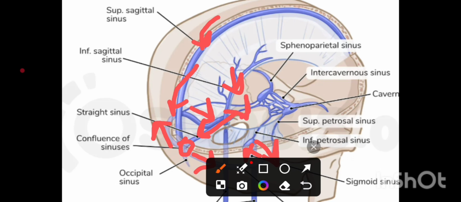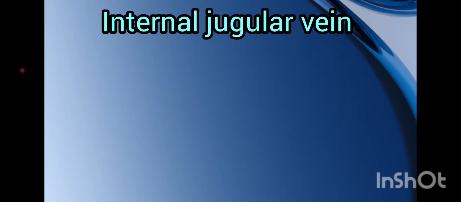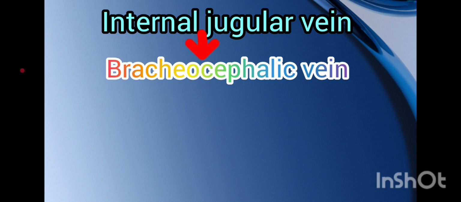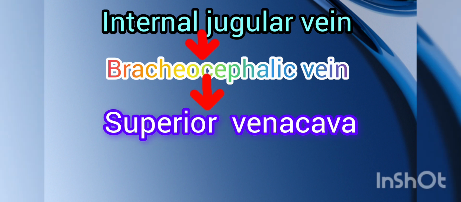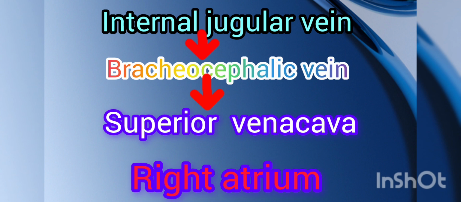So the CSF drains from the arachnoid villi into the superior sagittal sinus and inferior sagittal sinus, and then through the right and left transverse sinus, then into the sigmoid sinus, and then into the internal jugular vein, from where it goes into the brachiocephalic vein. And then the brachiocephalic vein finally forms the superior vena cava, and the superior vena cava finally drains into the right atrium of the heart.